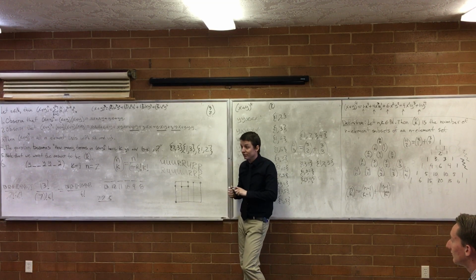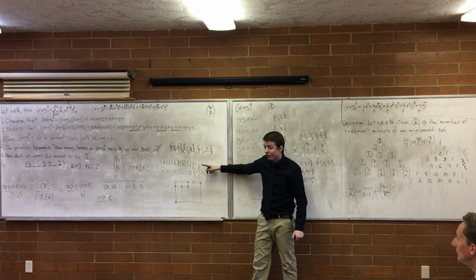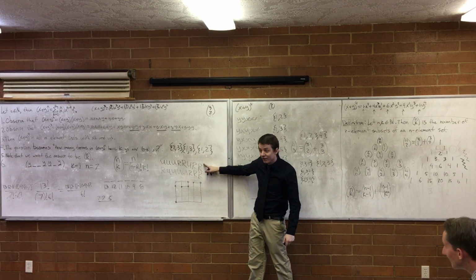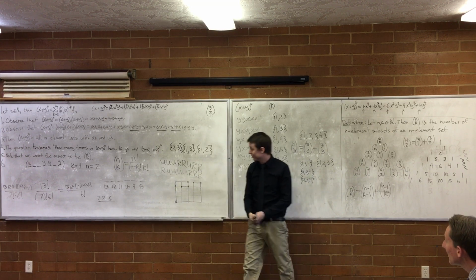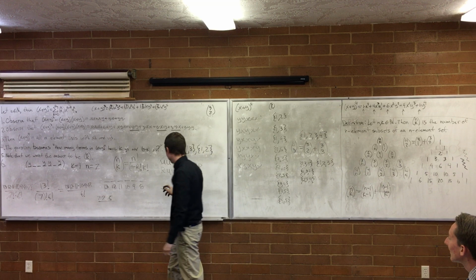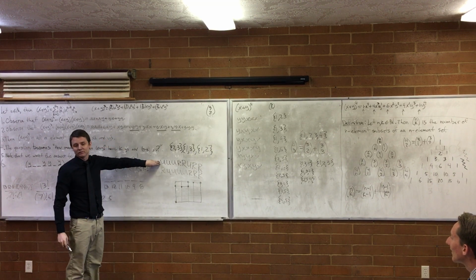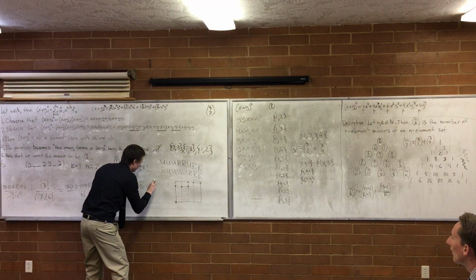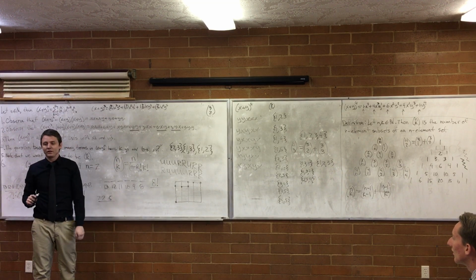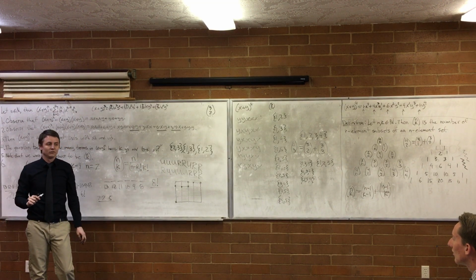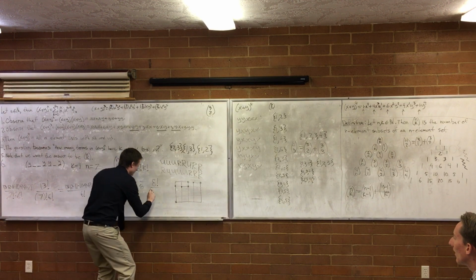In other words, how many arrangements of these letters can I get? If all these letters were unique, how many ways could I do it? 8 factorial. And then what's in the denominator? How many different ways can I arrange the r's? 4 factorial. Why is it just the r's?